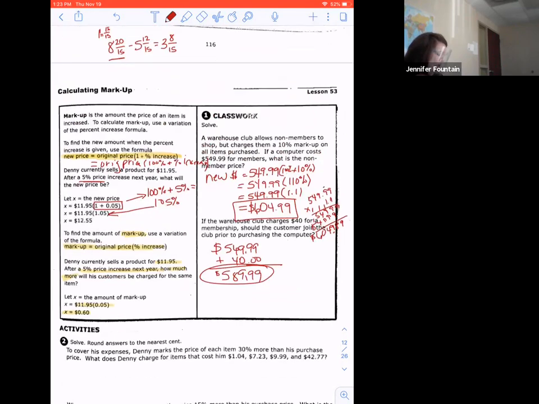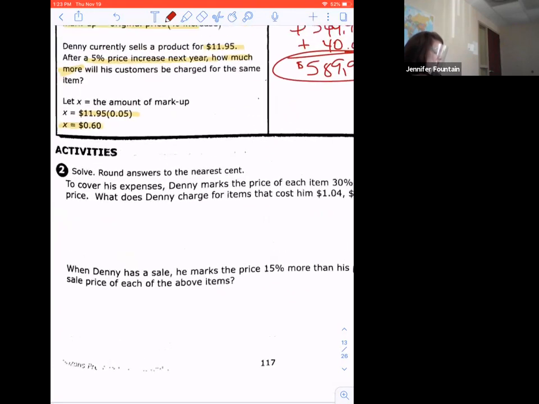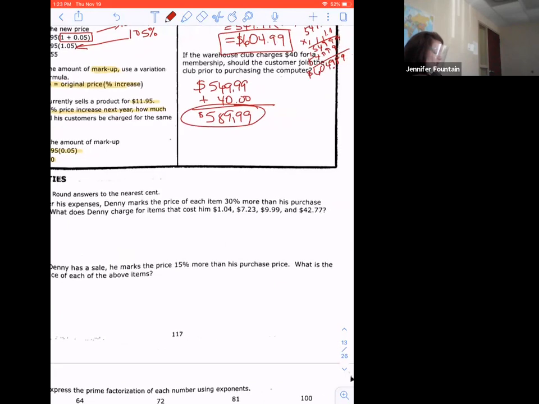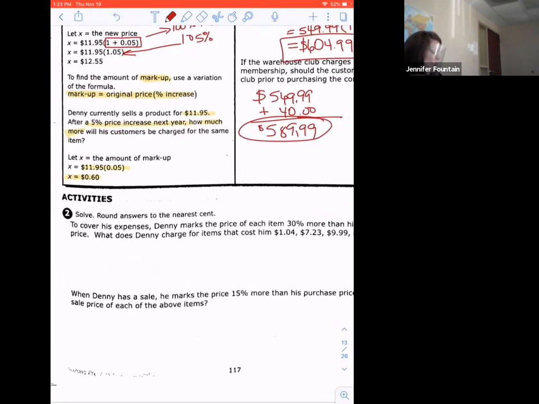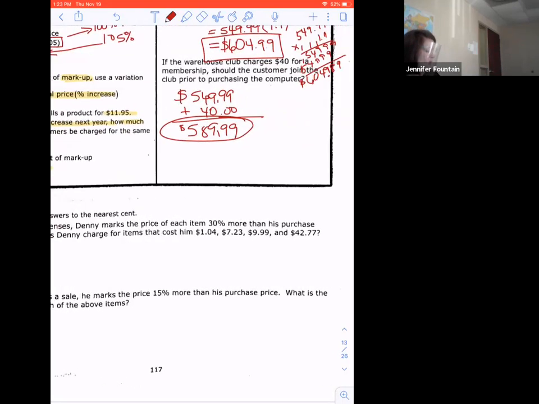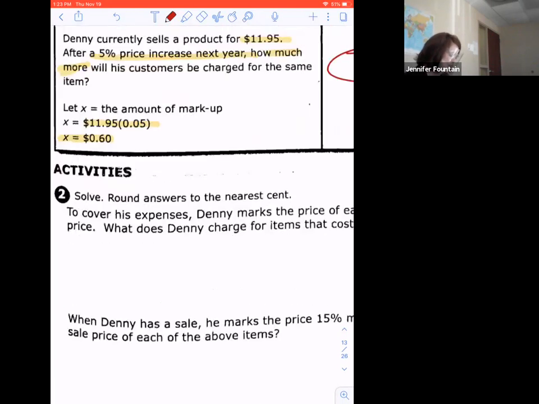Alrighty. So now it says we need to solve and round answers to the nearest cent. To cover his expenses, Denny marks the price of each item 30% more than his purchase price. What does Denny charge for items that cost him $1.04, $7.23, $9.99, and $42.77? All right, so we're going to start at $1.04.